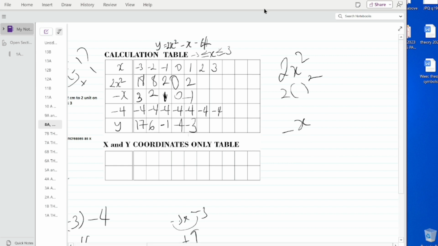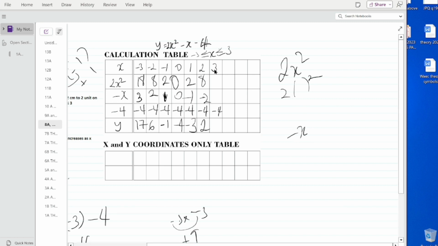For the value of 2, when x is 2, we insert it into this value for x. So we change it to 2. So we have 2 squared, that's 2 times 2, that's 4. 4 times this 2 in front, that's 8. Then we have minus x. Since we're working with 2, we change the x to 2, so it's minus 2. Our answer will be 8 minus 2 is 6. 6 minus 4 will give you 2.